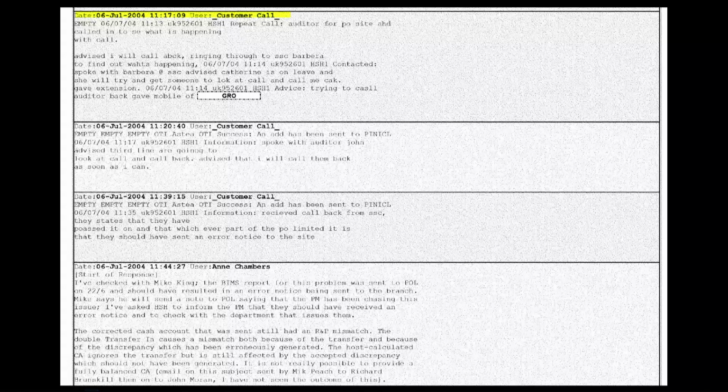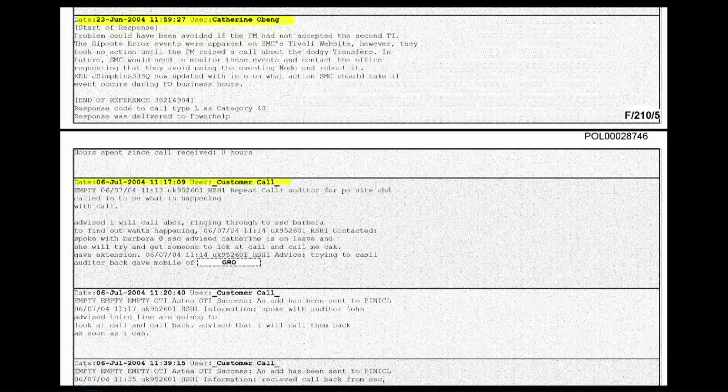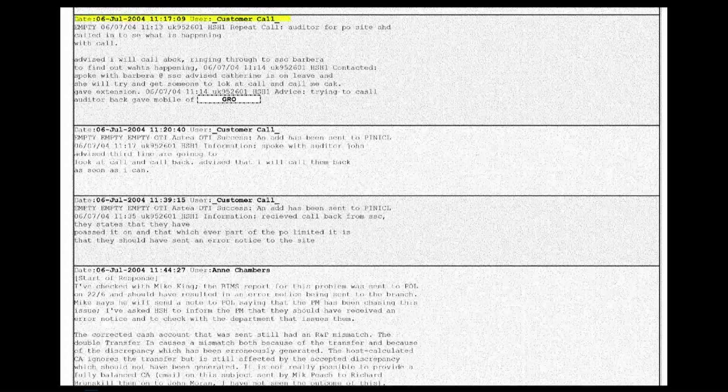So it seems like either the sub-postmaster or an auditor in the branch is chasing now on the 6th of July. Yes. What was the previous date? Well, the call was opened on the 3rd of June. Right, yeah. And the previous entry by Miss Obeng was 11th of June and then the 23rd of June. Yeah.